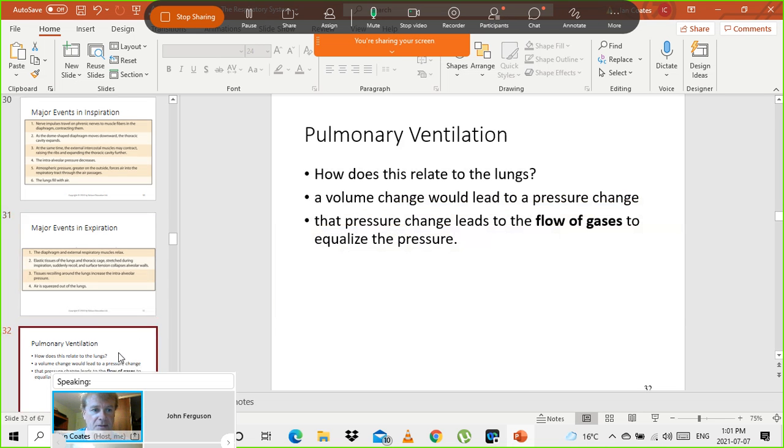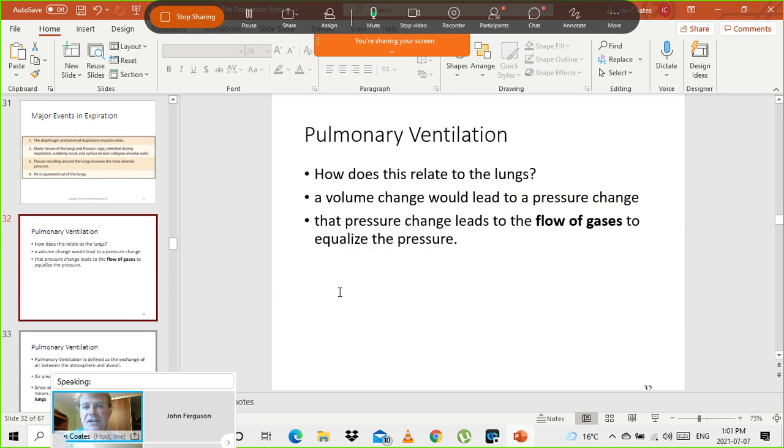Good. Pulmonary ventilation. How does this relate to lungs? A volume change leads to a pressure change. Of course it does. Know that. When the volume increases, what happens to my pressure? It decreases. When my volume decreases, pressure increases. Just think about it: if you have five people in a room and move them to the bathroom, pressure will increase. They'll be really mad.